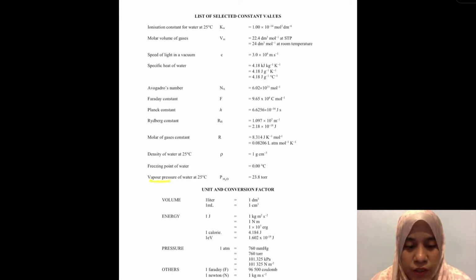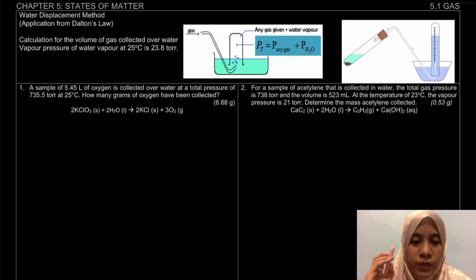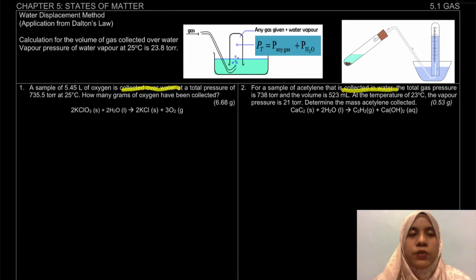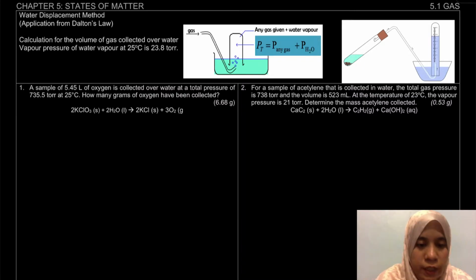Vapor pressure of water at 25 degrees Celsius, 23.8 torr. So yang ini, remember kalau question tu dia bagi tahu yang macam apa ni? Water displacement method yang macam ni. Collected over water, that is collected in water. So that is meant by, itulah kita akan gunakan water displacement method. Contohnya dekat soalan ni dia tak ada bagi tahu kan, what is the vapor pressure of water? It is a constant. You can search it, and then this is the value itself.